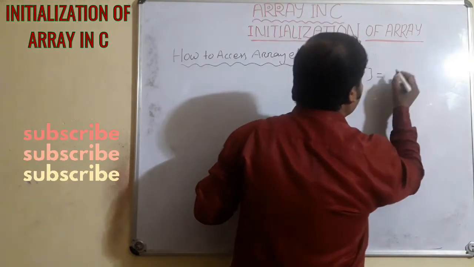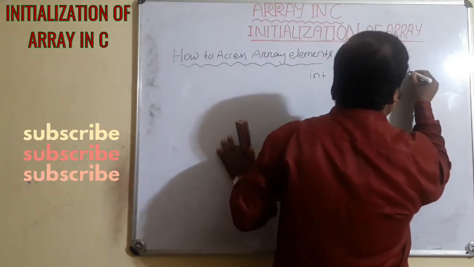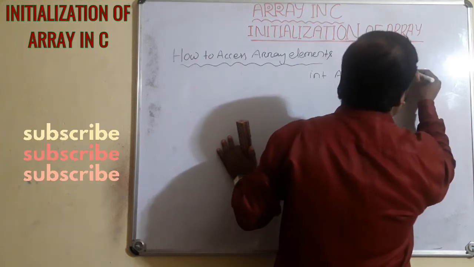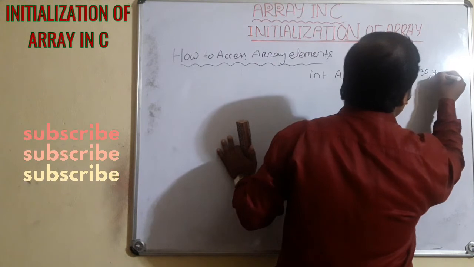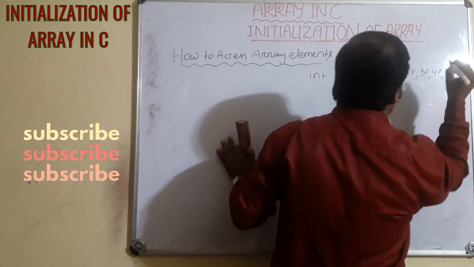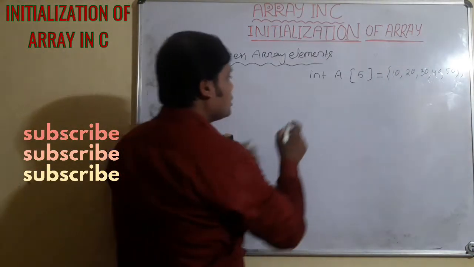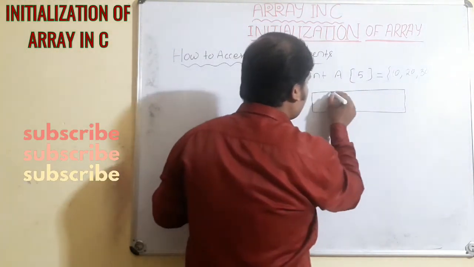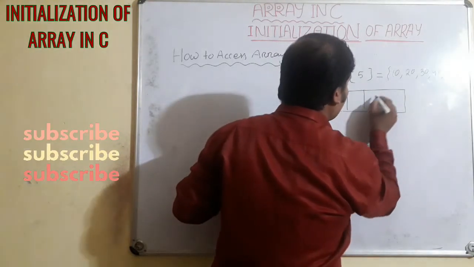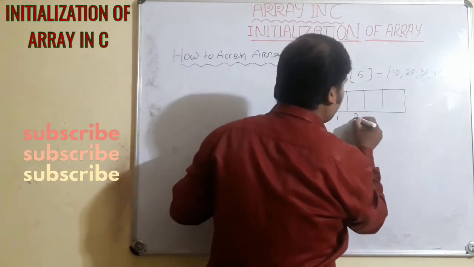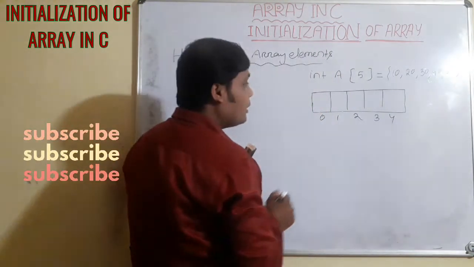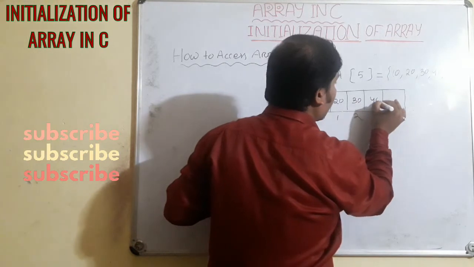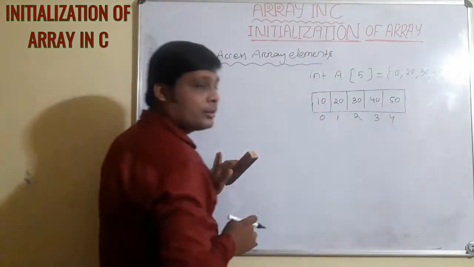And I am initializing this with 5 elements. Suppose 10, 20, 30, 40 and 50. Clear? So memory will be allocated for this. This is index 0, 1, 2, 3, 4. Clear? And here it will be 10, 20, 30, 40 and 50.